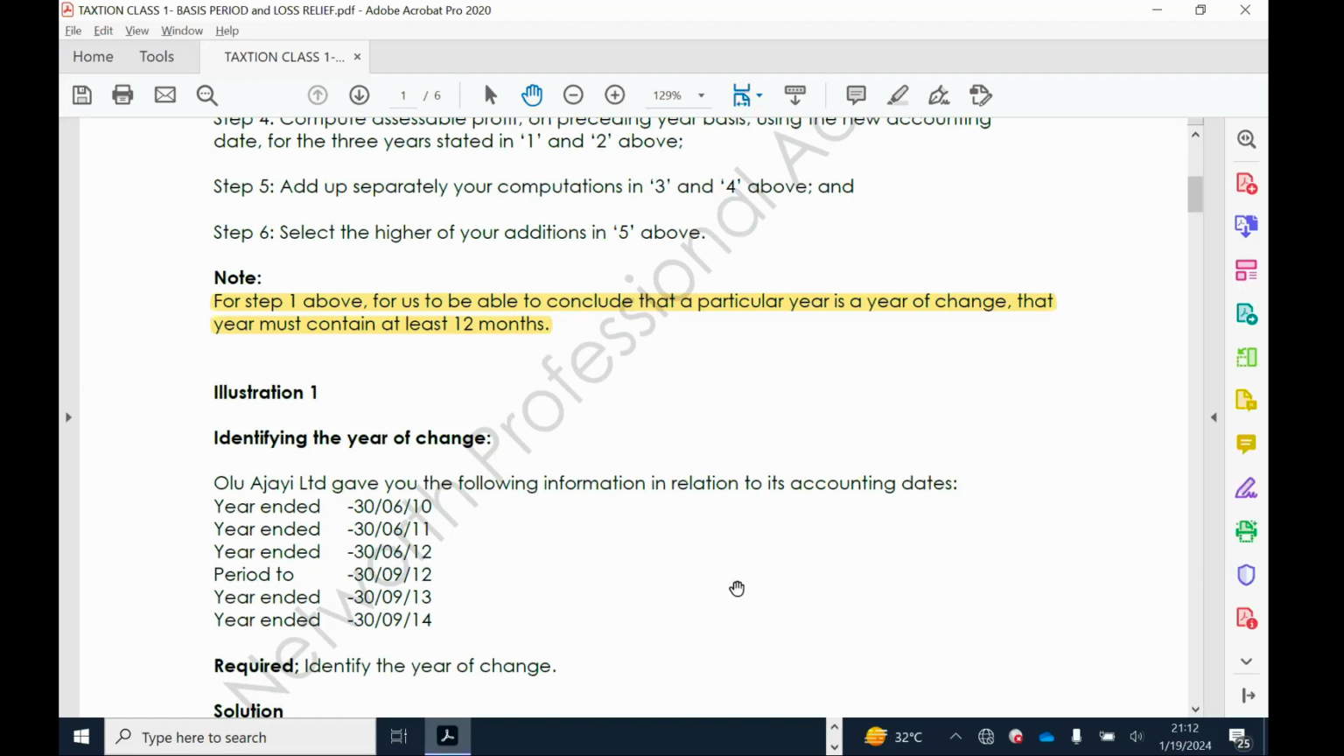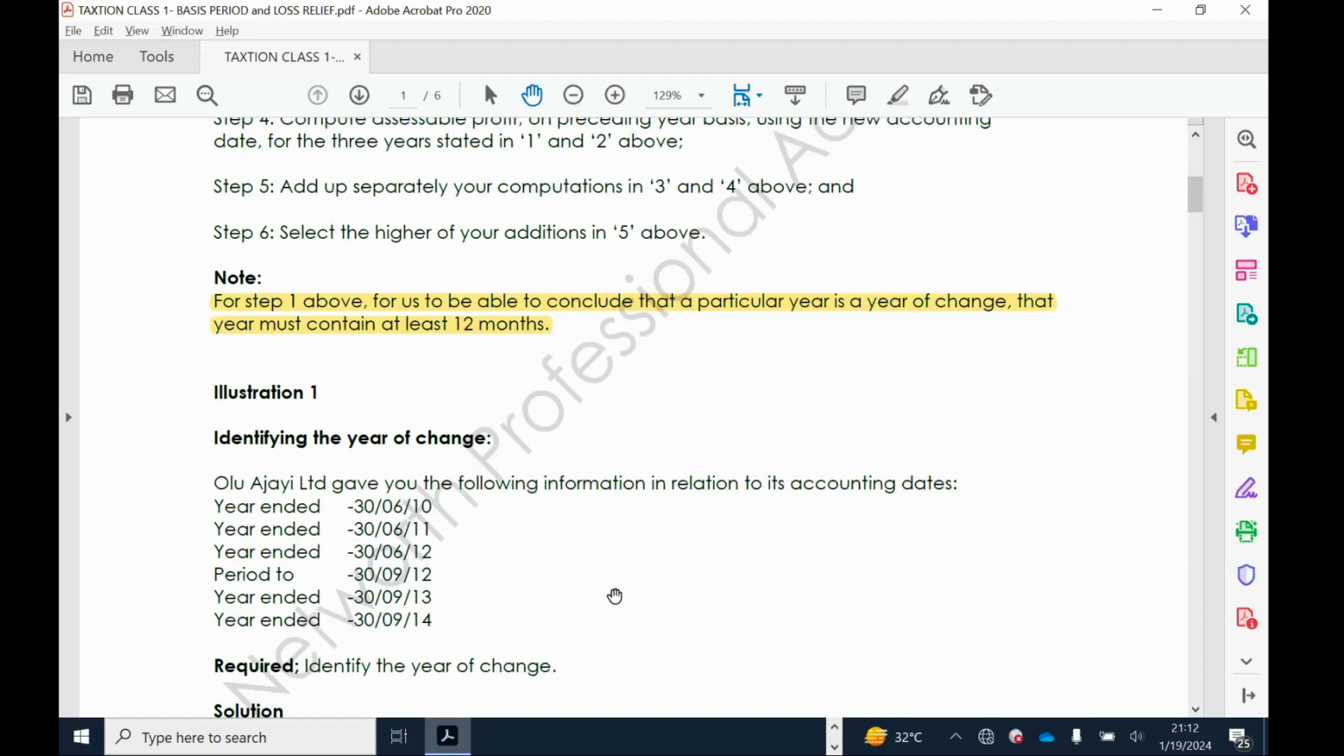So, from what we have here, you can see an example of what I was talking about. Normally, by just glancing through it, we see that in 2012, the year end changed from 30th June to 30th September. But was that really the year of change? Aramide, was that really the year of change?